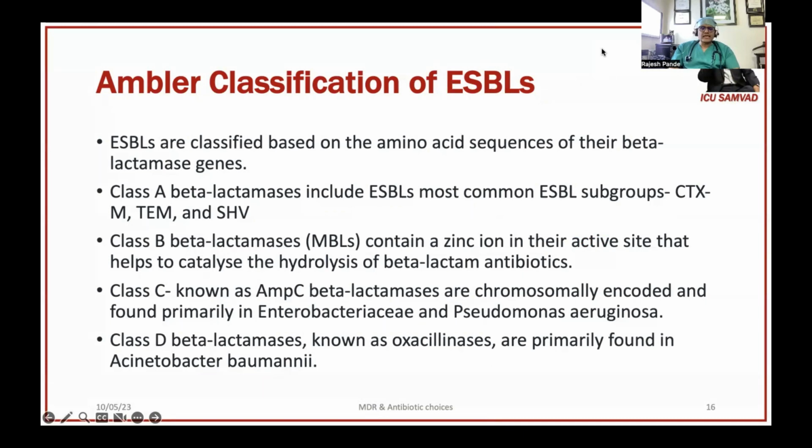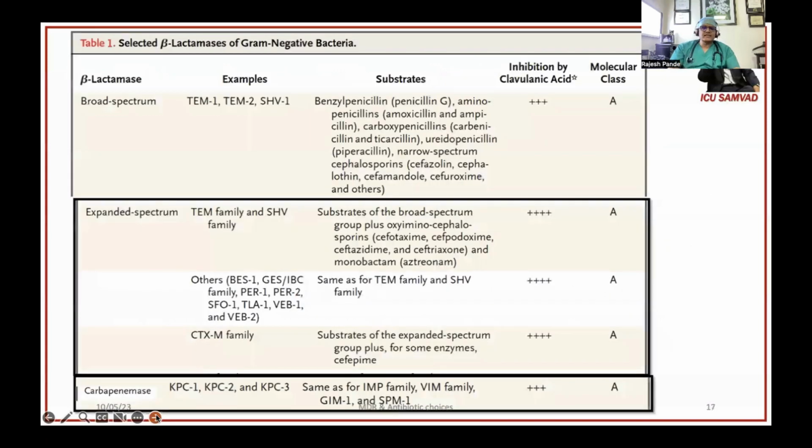Class C is also called AmpC beta-lactamases. They're chromosomally encoded, and they're mainly distributed in Enterobacterales and Pseudomonas aeruginosa. Class D beta-lactamases are oxacillinases, primarily distributed in Acinetobacter baumannii. So when we look at this whole thing in slight detail, you can see here, this was a classic paper published in, I think, 2010 or 2012 in the New England Journal. And you can see the classification.